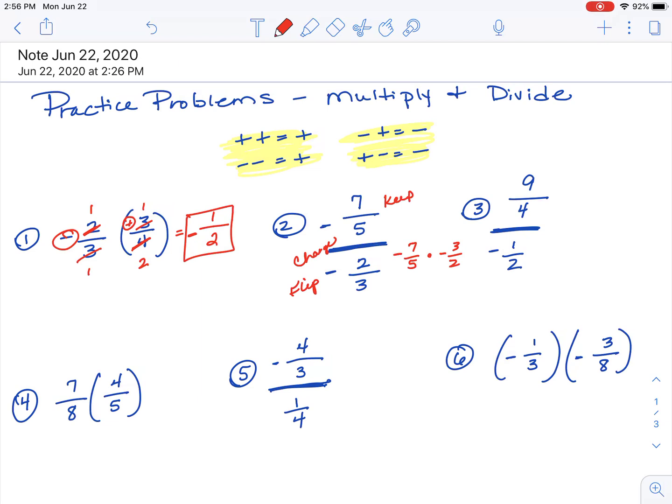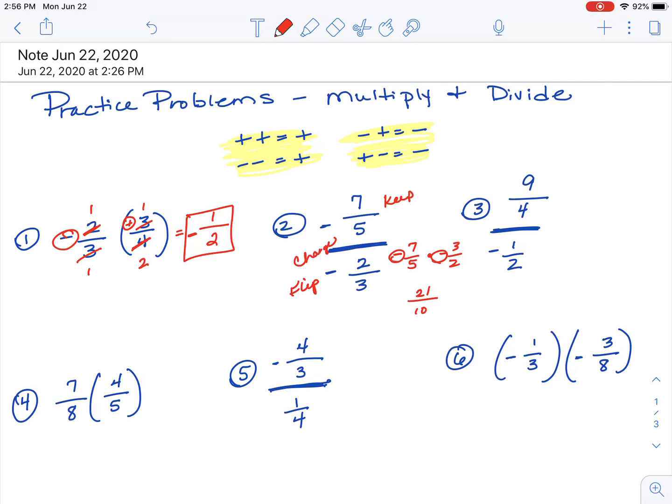Well, I look across at 5 and 3. I cannot cross reduce. They're both prime. I look across here at 2 and 7. They're both prime. So you can't always cross reduce, but you always check. So 7 times 3 is 21, and 5 times 2 is 10. That is a negative times a negative, so that makes that a positive 21/10.